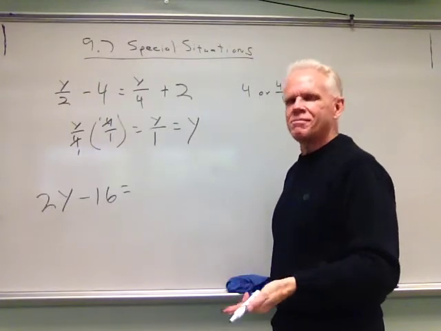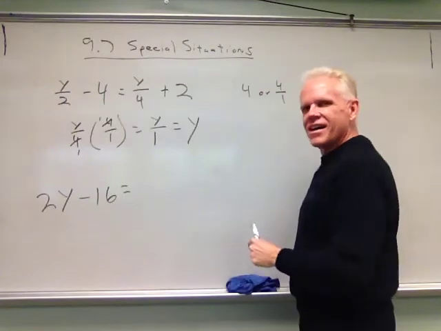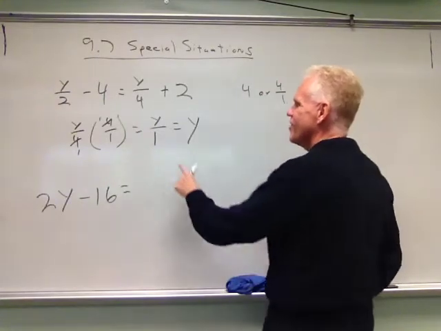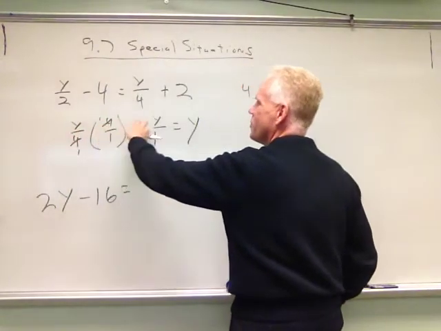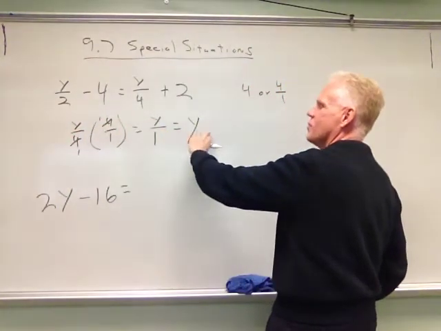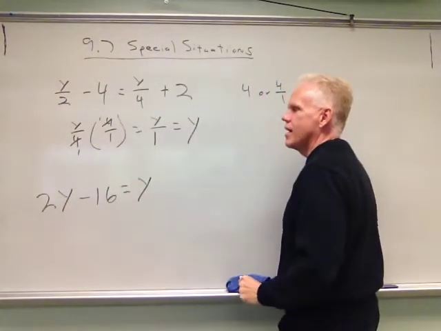Why? Why am I so... Y'all just need to watch. You'll be good. All right? That's why. So you can do this. All right, so my y over 4 times 4 over 1 equals y over 1, which equals y. So this term becomes just plain y.